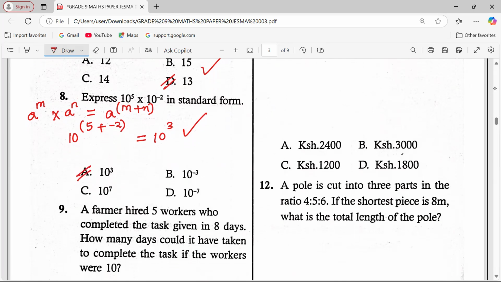But now, if we were to follow these instructions completely, then we would have written it in standard form, such that this becomes 1.0 times 10 to the power of 3. So this is standard form now. But what they have expressed here is 10 power 3, which is the answer in index form.